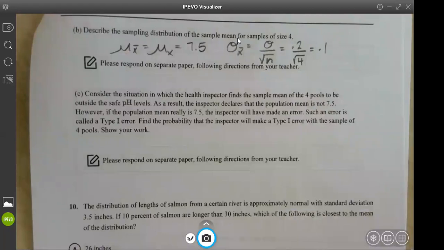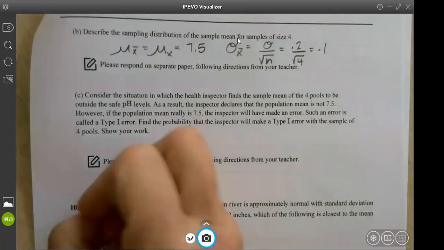However, if the population mean really is 7.5, the inspector will have made an error. Such an error is called a type 1 error. Find the probability that the inspector will make a type 1 error with a sample of 4 pools and show your work. The way that I did it was using the standard deviation and the mean that they gave us.